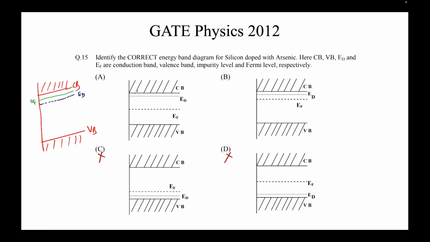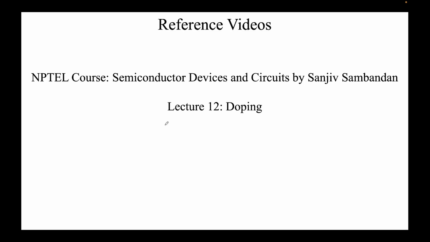Since nothing is given, we'll assume it's room temperature, so 300 Kelvin. At 300 Kelvin, Ef should lie somewhere between Ed and the conduction band, which is not the case in either of these options. So neither is correct. This is a peculiar question in which none of the options is correct. And actually, if you look at the answer key, it says marks to all. So we have analyzed it correctly, right? This is the energy band diagram that it will look like. It doesn't match any of the options, but we solved it. That's what matters. Thank you for listening.